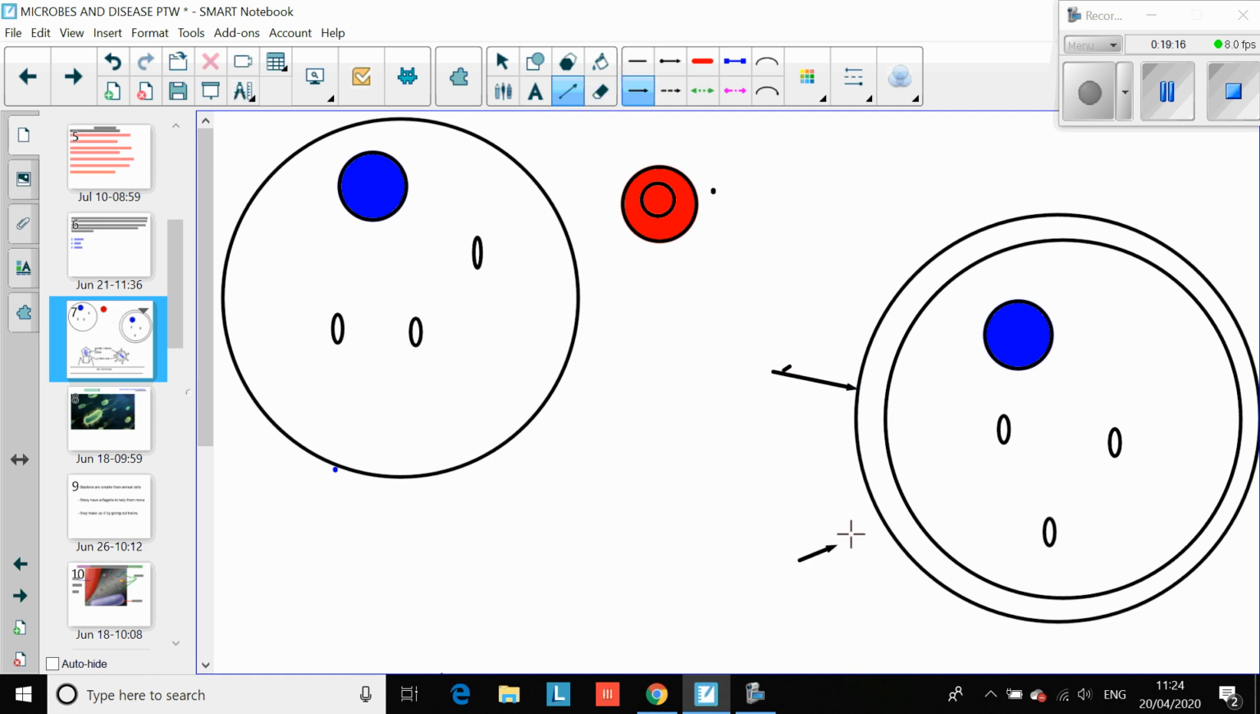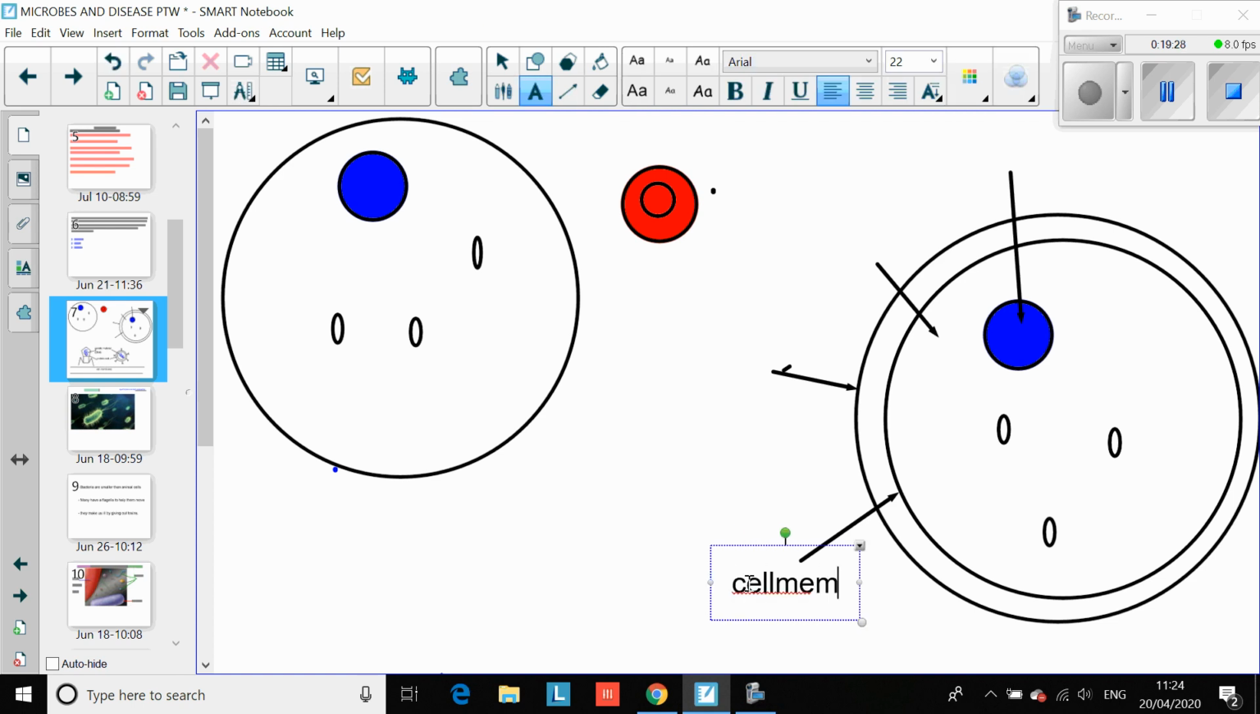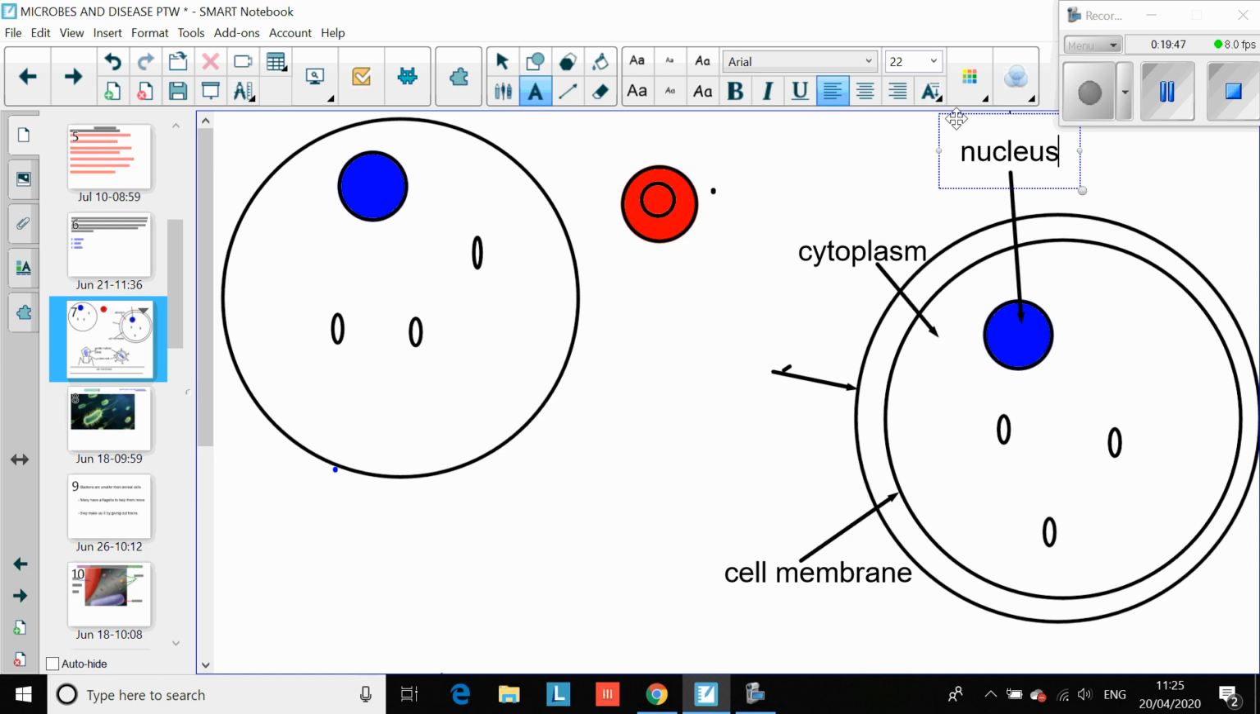So let's just label all these parts up now. Firstly, we've got a cell membrane, and that does the same thing. It lets things in and out of the cell. There we go. We've got cytoplasm. That's where chemical reactions happen. We've got a nucleus for DNA. That's where the chromosomes are. And then we've got a cell wall.